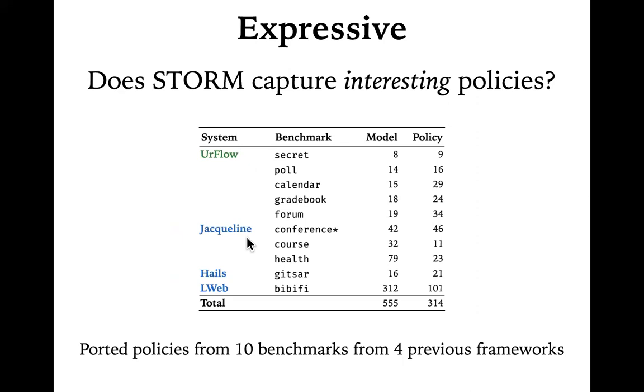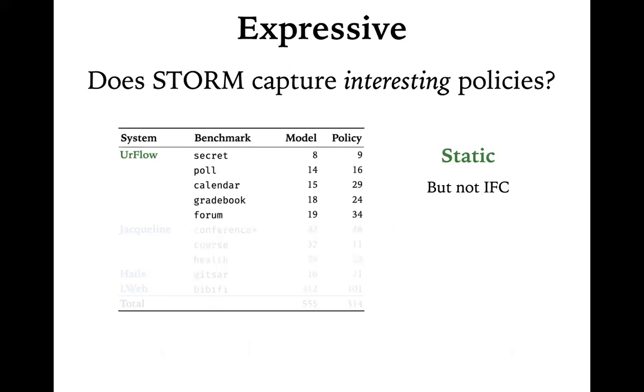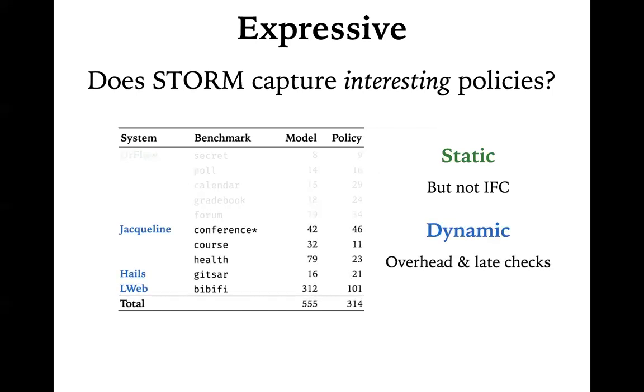And it turns out that all of these port over very nicely into our framework without any difficulty. Ur/Flow is static, but does not actually do full IFC, information flow control. So you can miss the kind of implicit flows that, who was it that referred to, right? These guys, Jacqueline, Hails, and LWeb, are all dynamic, which means that policies are very expressive because you can just make up whatever predicates you like and whatever labels you like and check them at runtime. But of course, the checking is late and they impose a runtime overhead.